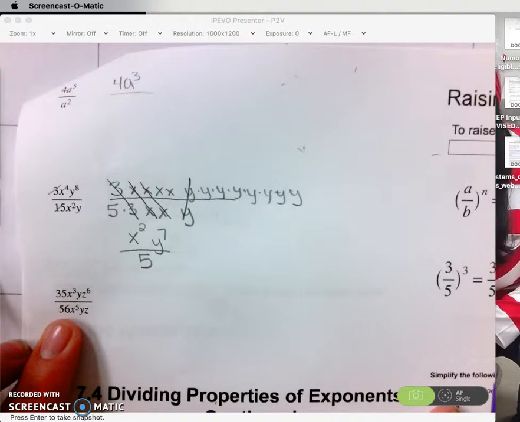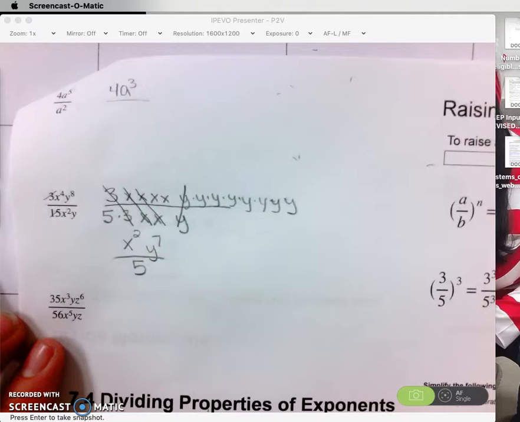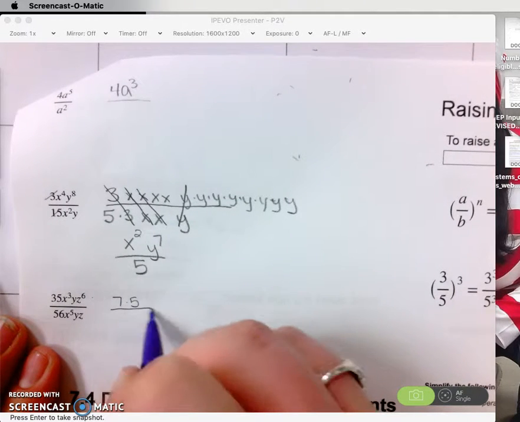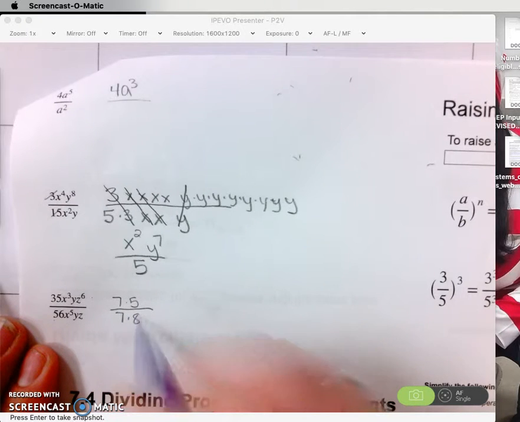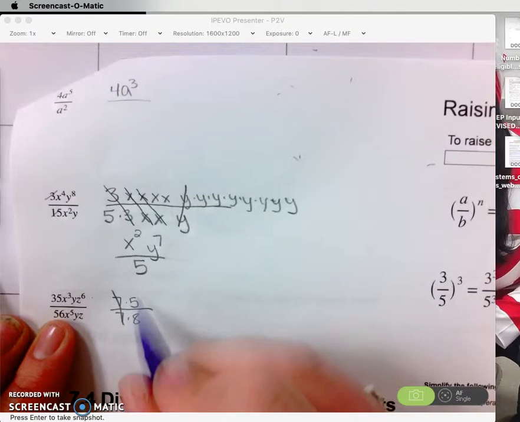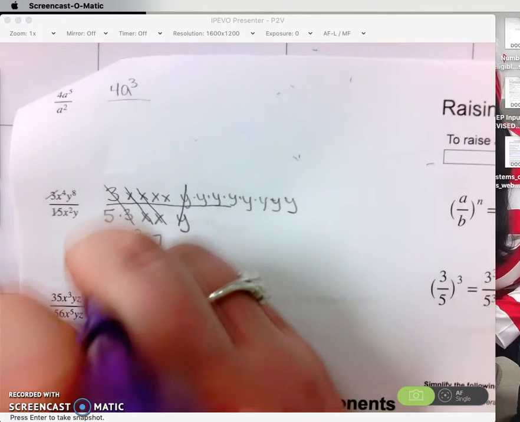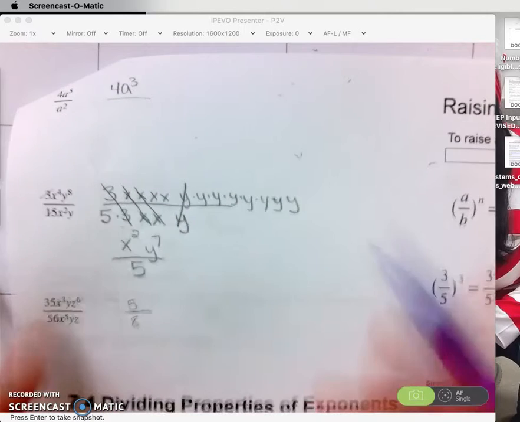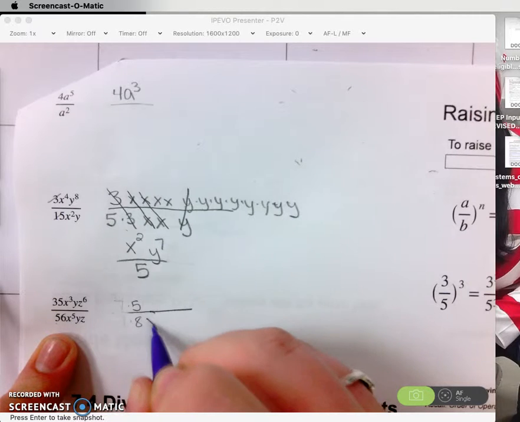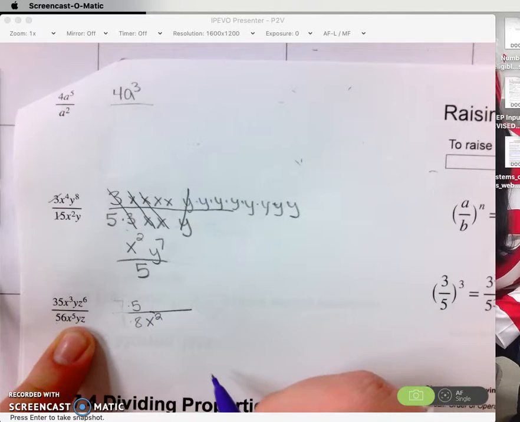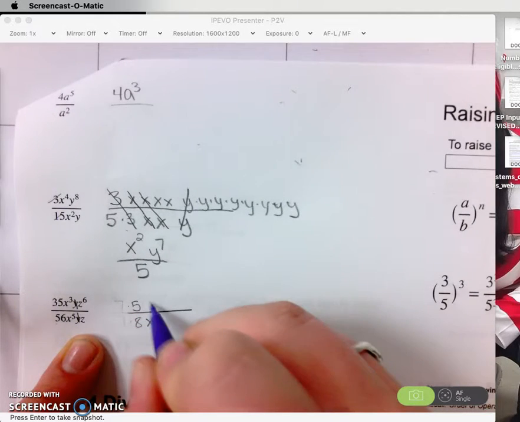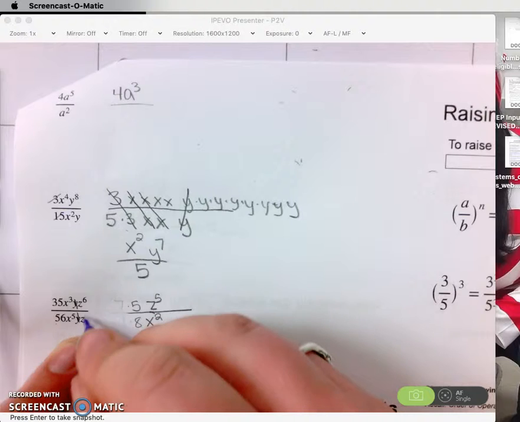Okay, 35 and 56. I believe 35 would be 7 times 5. 56 would be 7 times 8. Then the 7s are going to be factored out, so I have 5 and 8. Then x would be 3 minus 5, which is a negative 2, so I'm going to leave it on the bottom. I have a y on top and a y on bottom, so they both cancel out. And then a z to the 5th, because 6 minus 1.